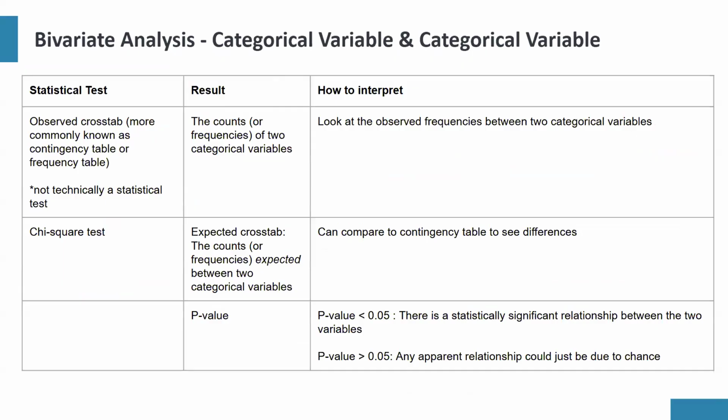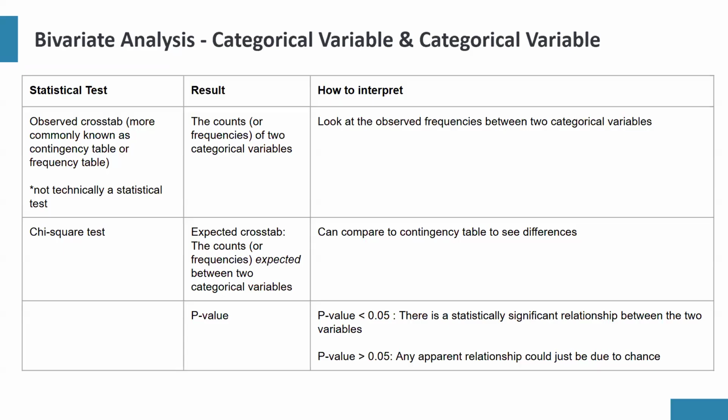All right, last is categorical and categorical variables. So we have our observed crosstab, technically not a statistical test, but I didn't really know where else to throw it on the slide, so I just put it there in that column. Just FYI, it's actually more commonly known as a contingency table or frequency table, but it contains the observed counts. On the test, I'm not going to try and trip you up with the wording or terminology, just more of an FYI as you move forward in life. But it shows the counts or the frequencies of those two categorical variables.